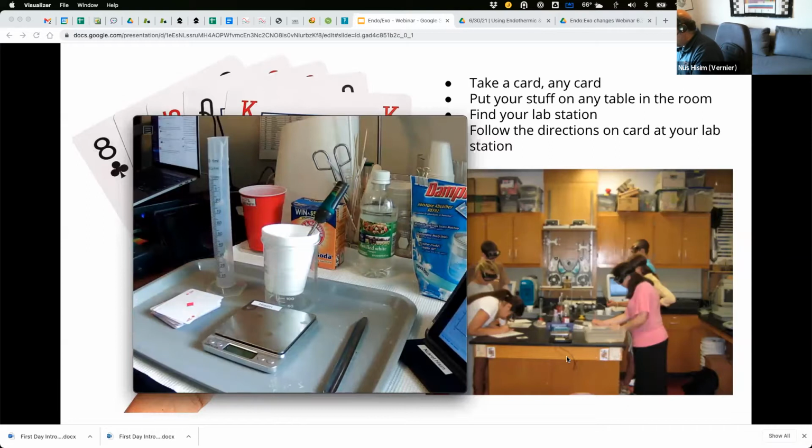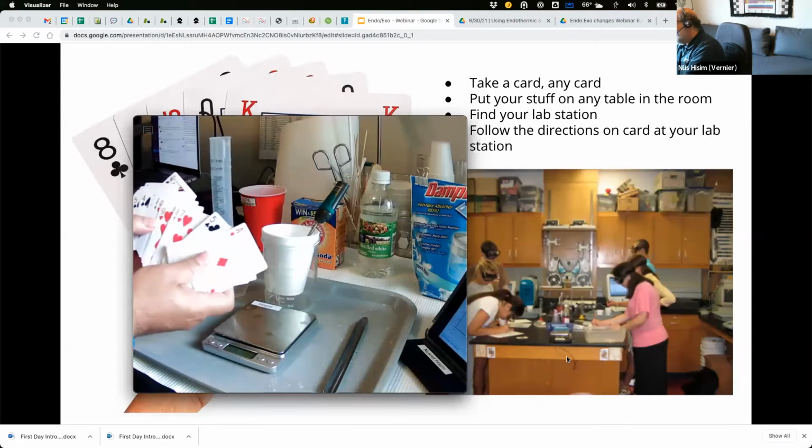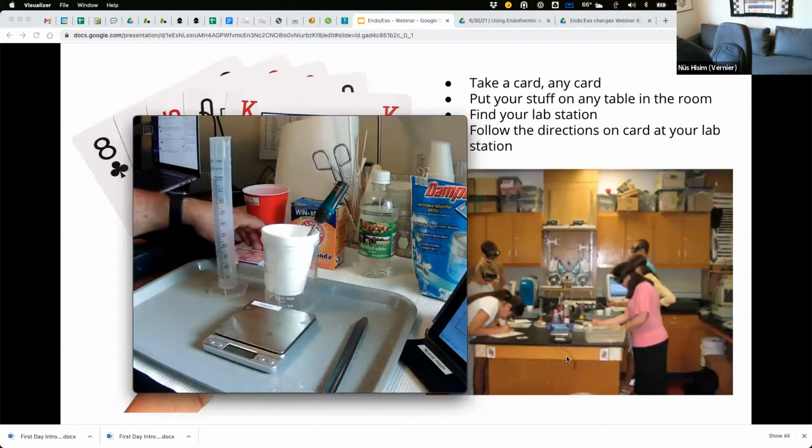We're going to be doing some serious stuff. And some kids know more, some kids know less. That's fine. The randomized lab groups, that's kind of cool with the cards because, unless they're real savvy and try to trade cards with their friends, they usually followed the directions and went to their lab group.